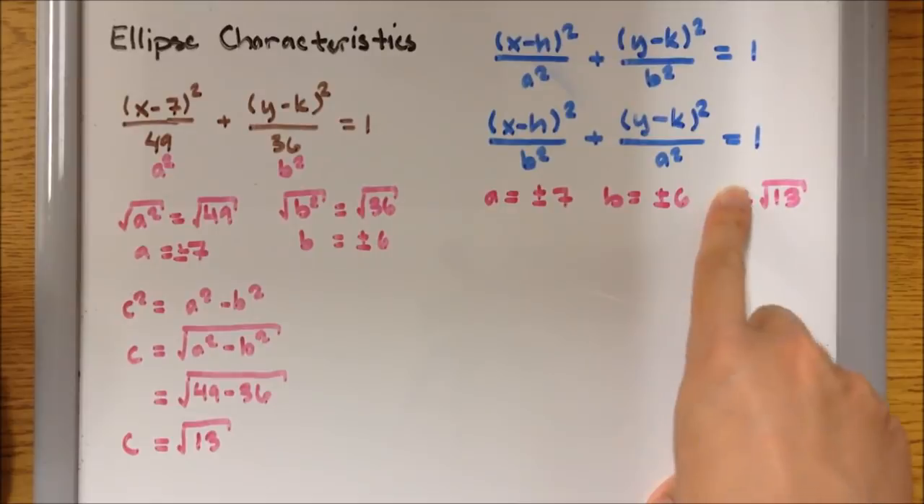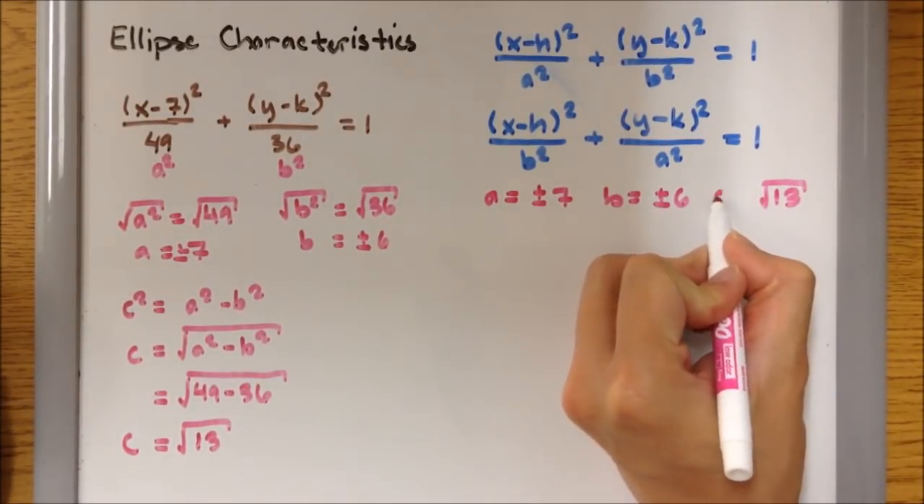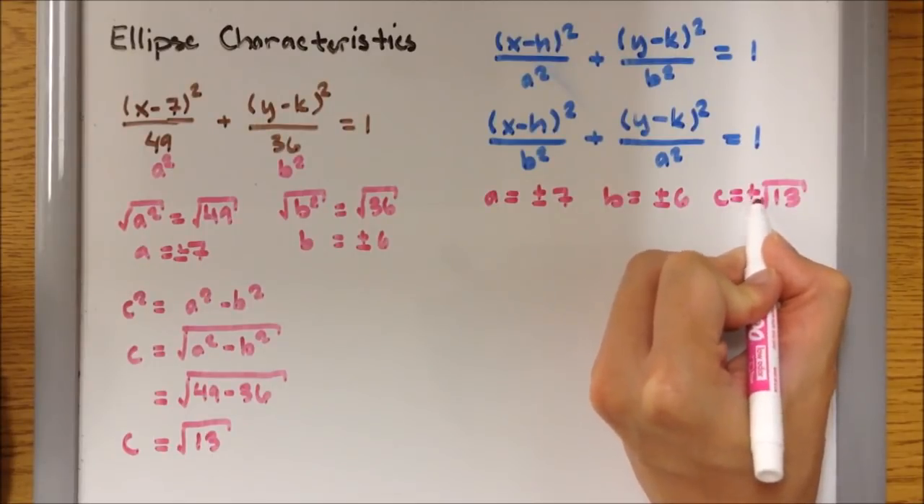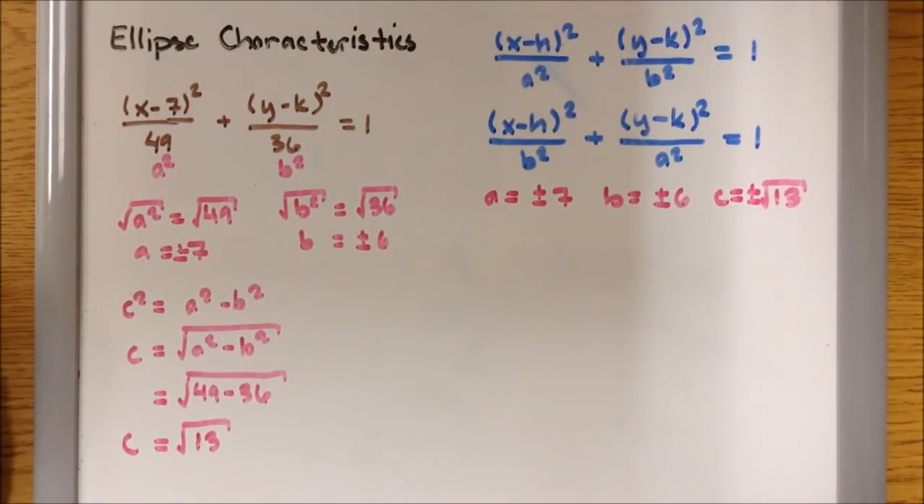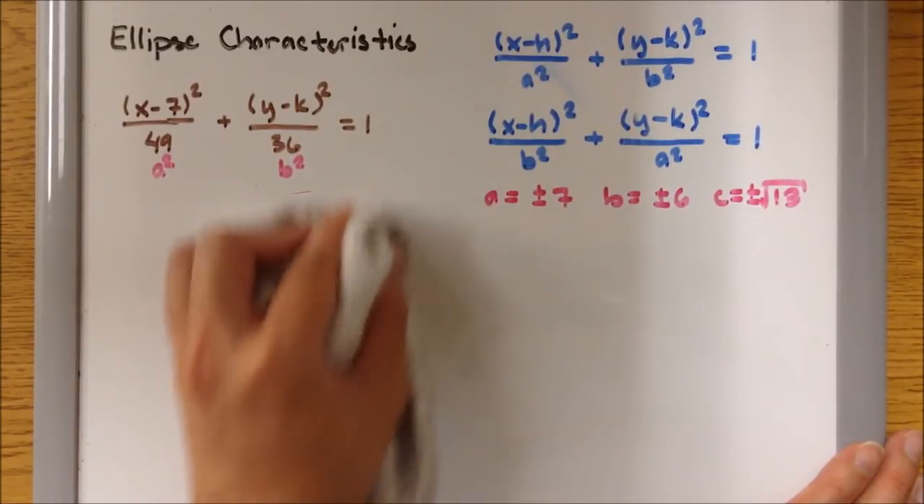Now there's one thing I forgot to write in. Since I took the square root, C is equal to positive and negative. So don't forget to put positive and negative on the C value. Alright, now I'm going to make room to start finding the characteristics of the ellipse.